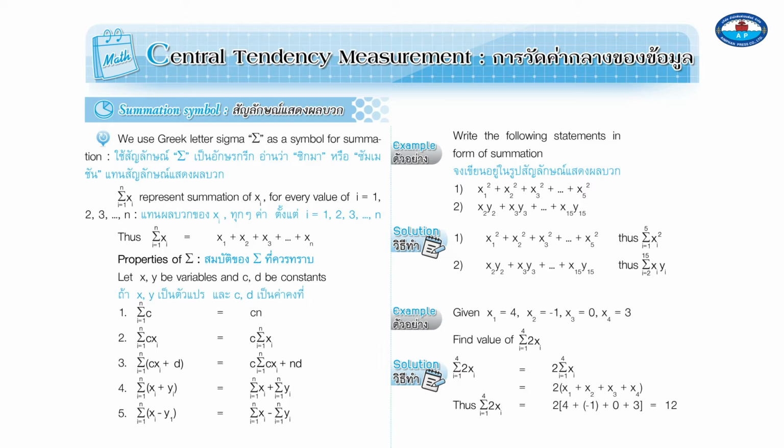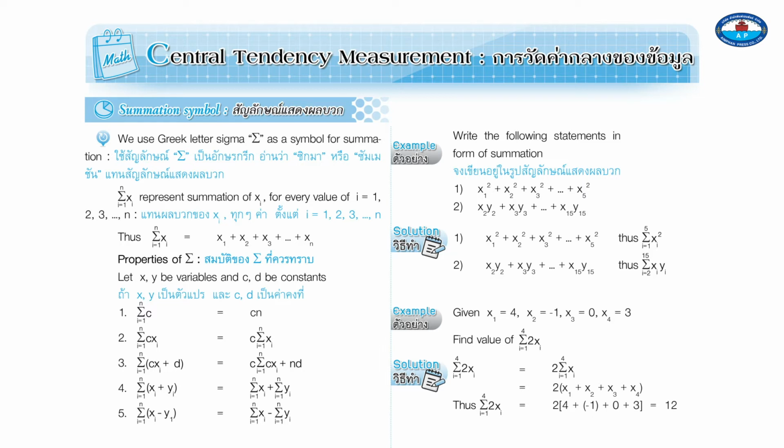xn. Properties of summation. Let x, y be variables and c, d be constants. 1. Summation of c for every value of i equals 1, 2, 3 through n, equals cn. 2. Summation of cxi for every value of i equals 1, 2, 3 through n, equals c times the summation of xi for every value of i equals 1, 2, 3 through n.